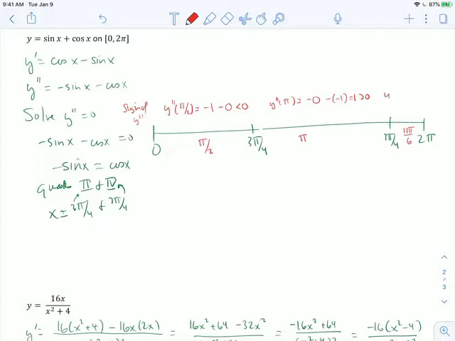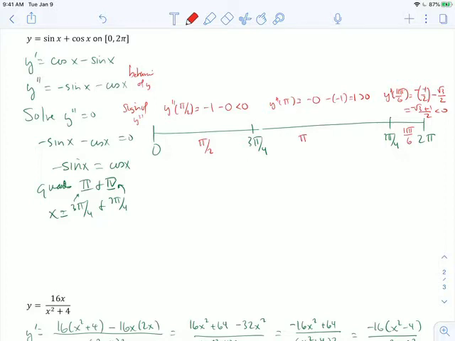And then lastly, y double prime of 11 pi over 6. In the fourth quadrant, the sine is negative, and so I'm going to get minus negative 1/2, minus cosine of 11 pi over 6, which is square root of 3 over 2. It's positive in the fourth quadrant. And so this is going to be 1/2 minus square root of 3 over 2, or 1 minus square root of 3 over 2. That's a negative quantity.